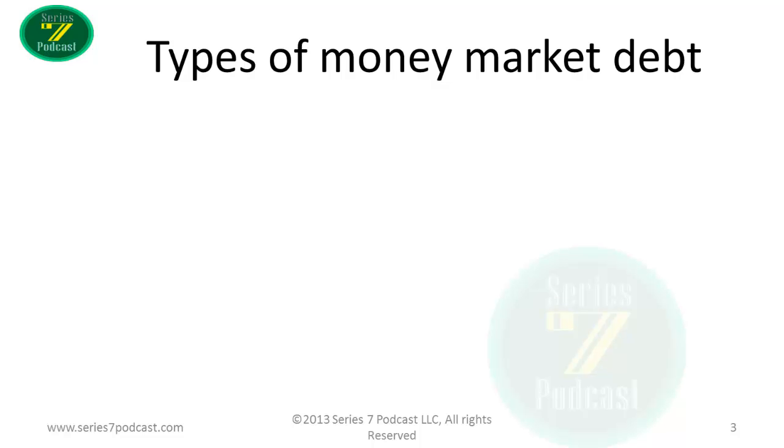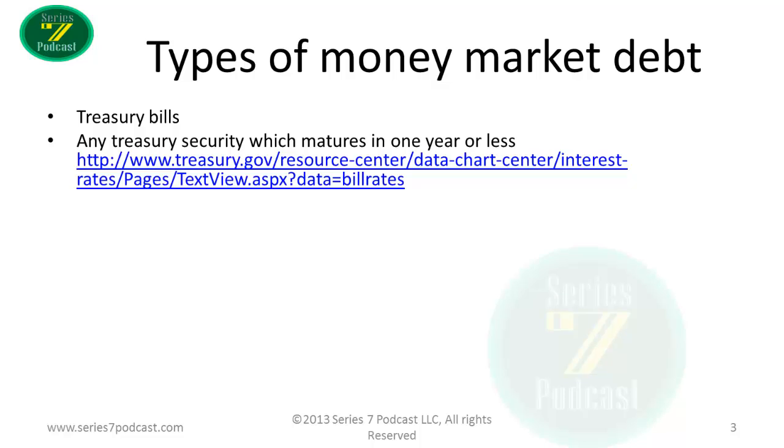So let's look at what the types of market debt or money market instruments we're talking about are. Treasury bills are probably by far the largest category of money market instruments. These are what are typically bought in money market funds. And in fact, if you ever look at the prospectus on a money market mutual fund, you will see that the vast majority of the holdings in money market mutual funds will be made up of Treasury bills. Here's some resources that you can go to and learn a little bit more about this.